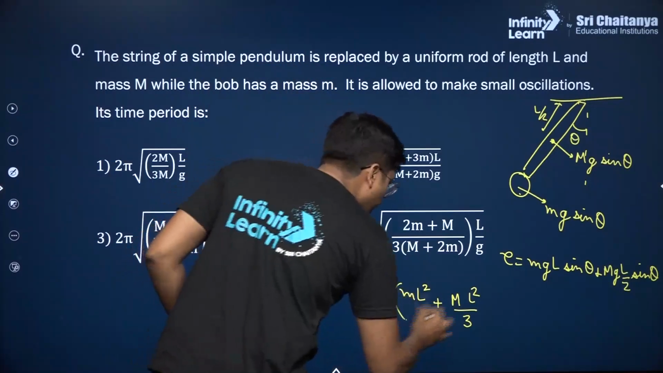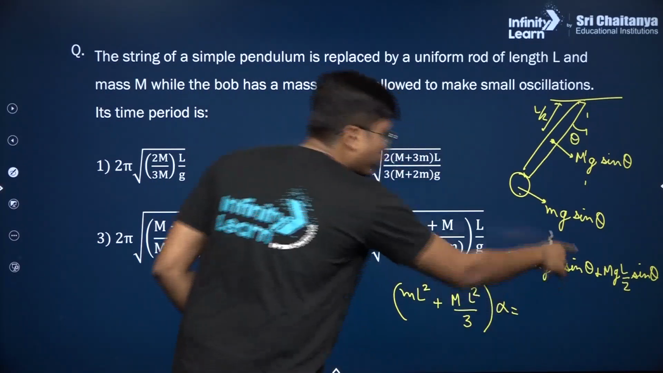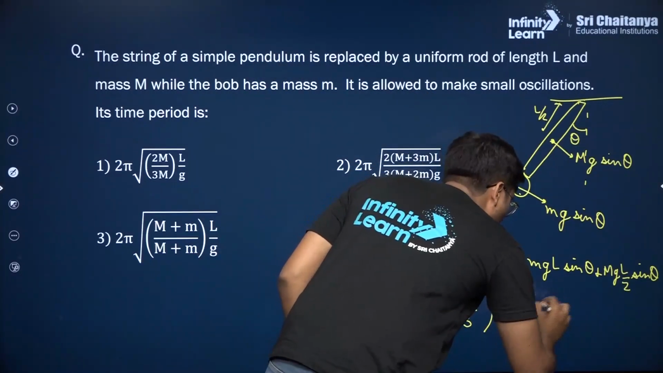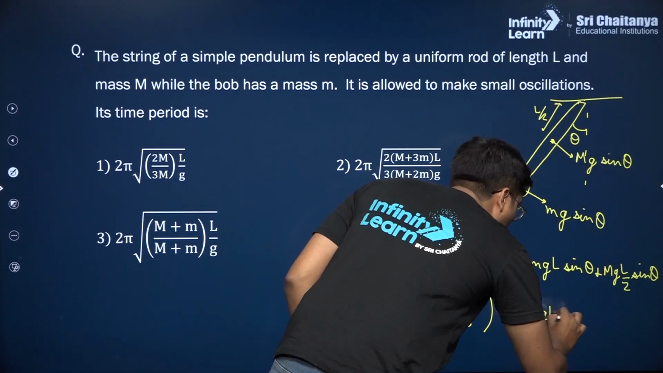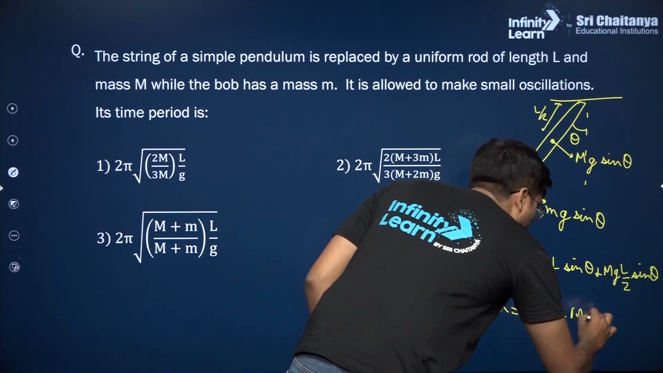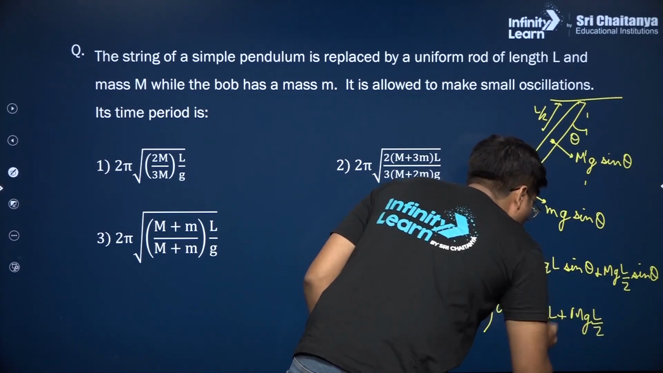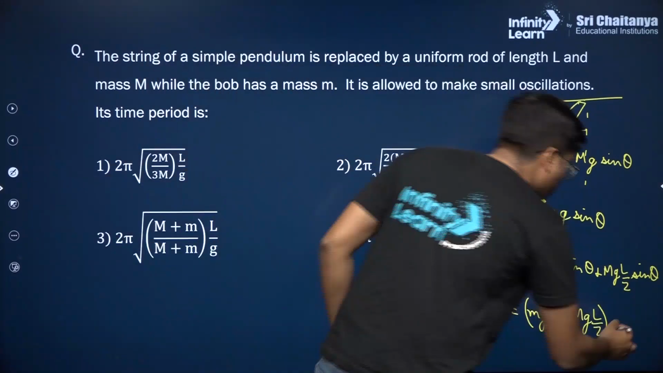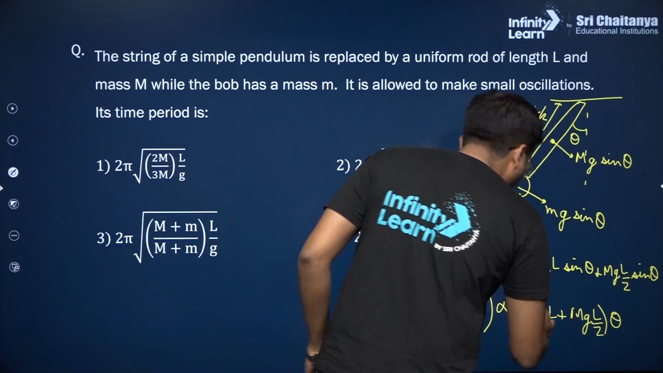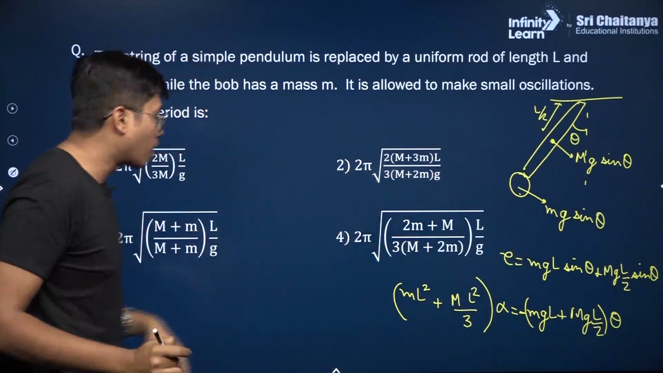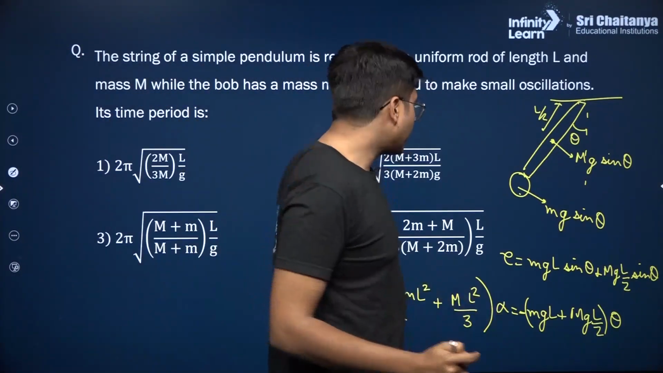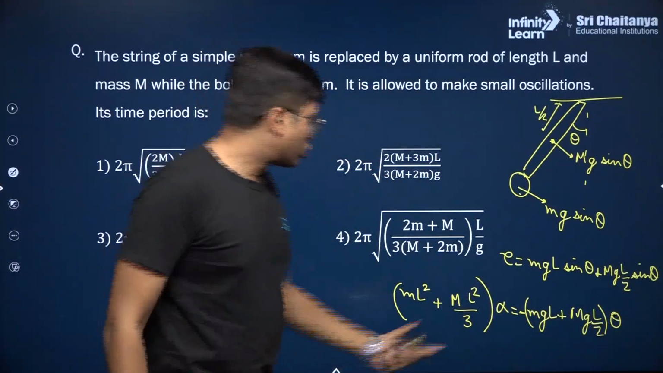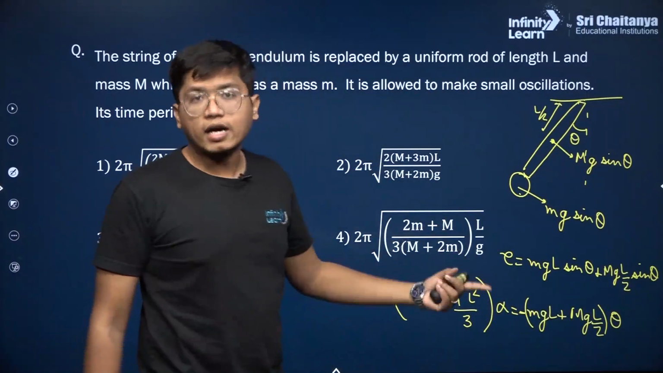This moment of inertia into alpha is equal to this quantity over here, which we can consider as mgL plus MgL by 2. And this sine theta, for small deviations, can be approximated to be theta, and we can assume a negative sign because it's a restoring torque. Now from here we get alpha is equal to this divided by this multiplied with theta. So this divided by this is your omega square.